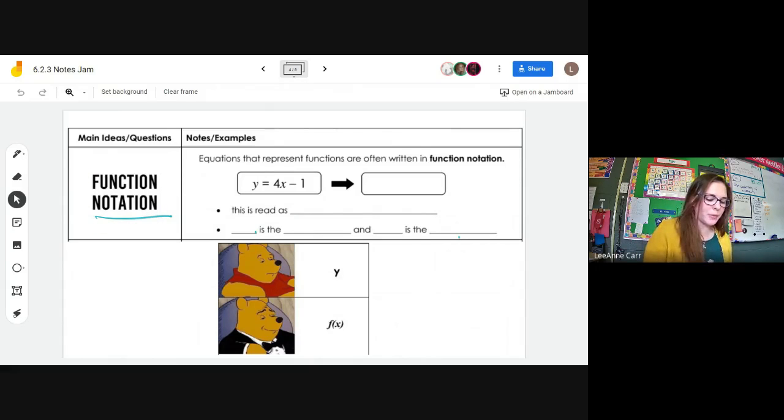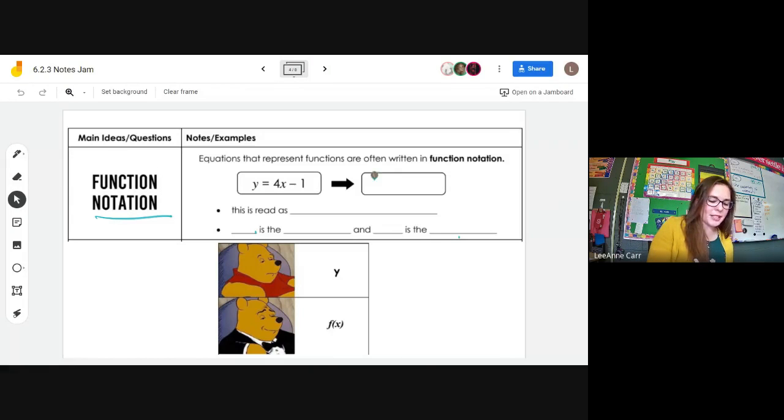Before, up to this point, we've seen things like this: y equals 4x minus 1. We're used to that. We feel comfortable. We have an x and a y. Today, we're going to see a different notation. Basically, instead of y, I'm going to write something we will refer to as f of x.